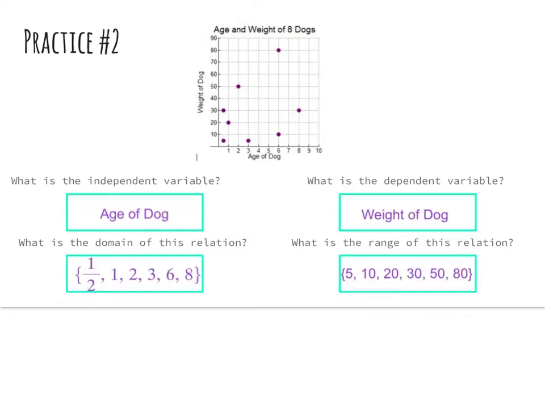How did you do? Hopefully you knew that the independent and dependent variable are where the words go, and domain and range where the numbers go. Let's take a look at the next one.